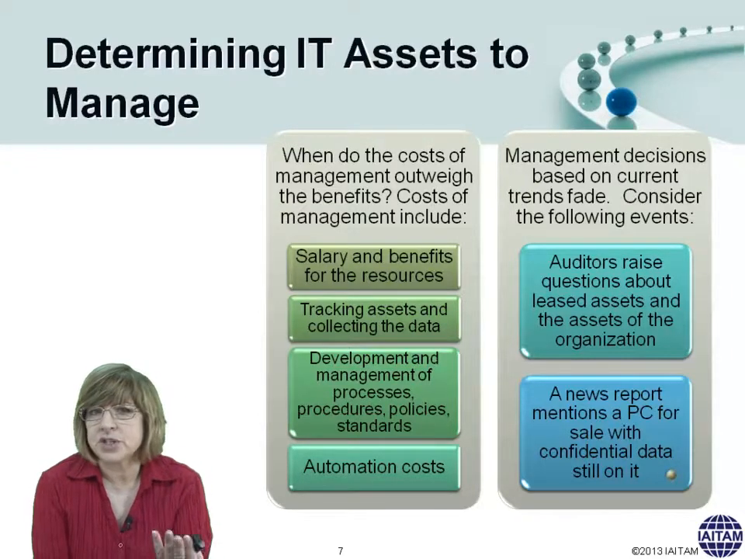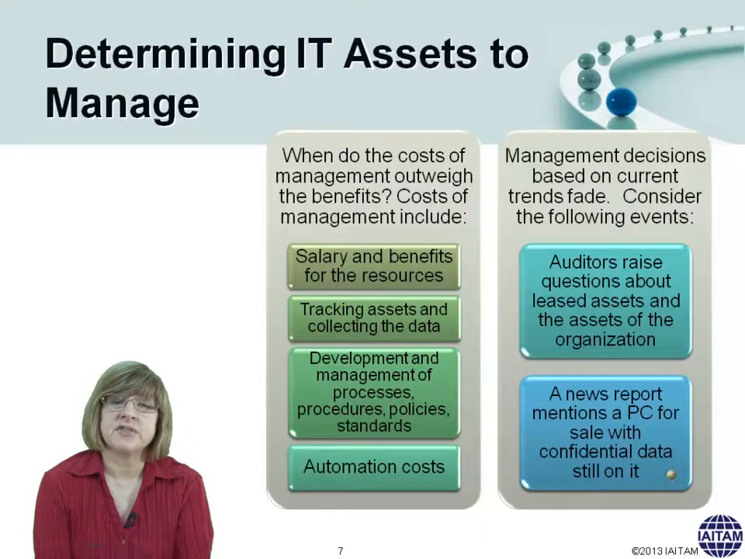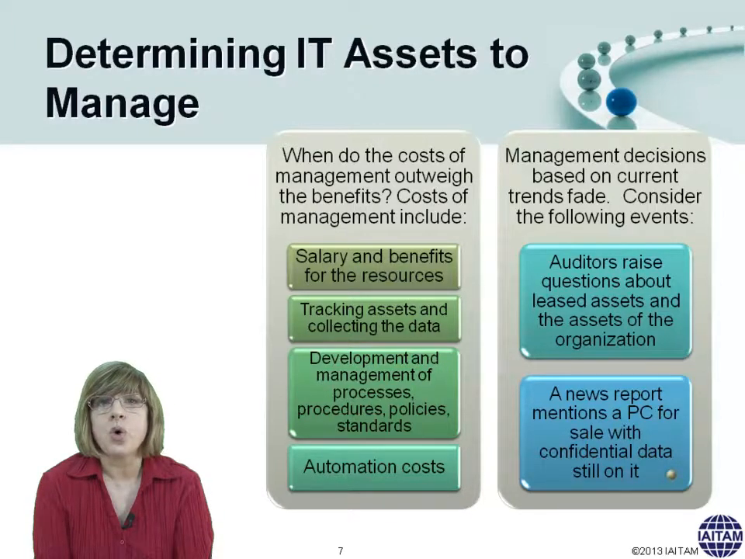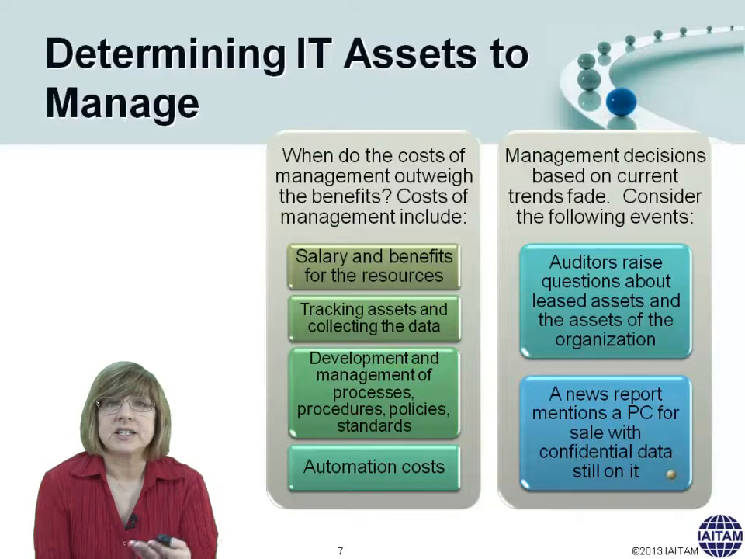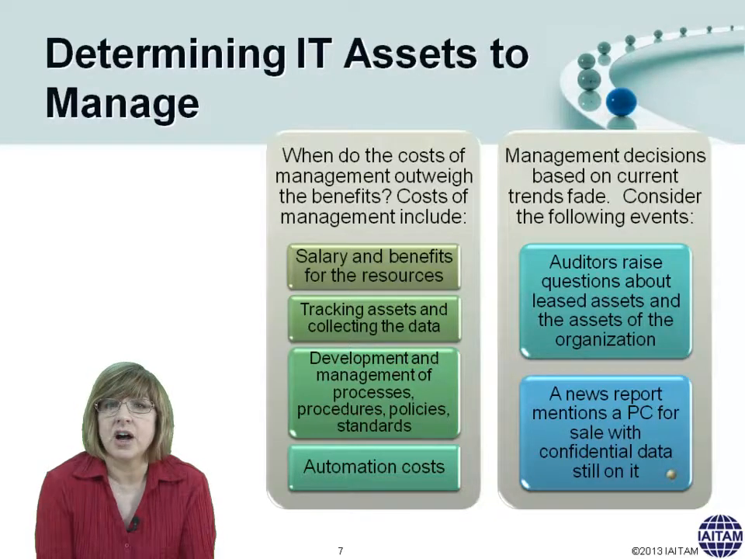There was a news report that mentioned a PC for sale that was out on eBay some time ago, and this is only one example. I'm sure you can think of many others because we see news examples of this all the time, where someone either left an asset tag on an asset that was disposed of improperly, or someone got a hold of data from a hard drive that was not properly wiped, and now the confidential information of all their customers is out there.